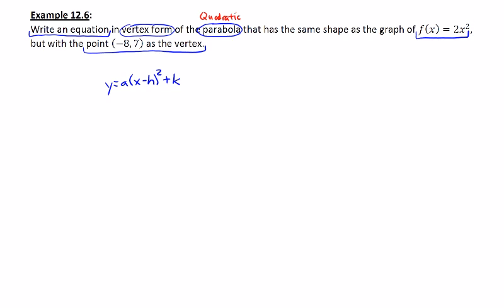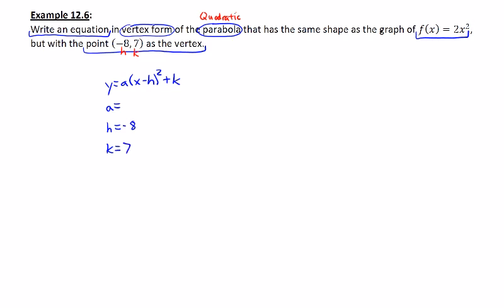This is a little bit like example 12.5, where if I want to write this equation, I'm going to have to figure out what's the value of a, what's the value of h, and what's the value of k, and then just substitute those things in. The most obvious of these are h and k, because it tells us to use the point -8, 7 as the vertex. That would certainly represent the h and k that I need. So h will be -8, k will be 7.